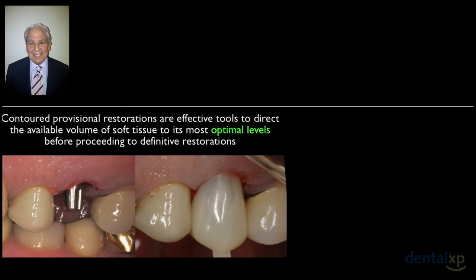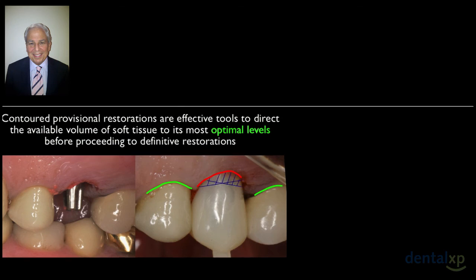We know with our provisional restoration, we want to attain the tissue at the optimal level. And here's the optimal level, the adjacent tooth. Here's the optimal level of the implant, except it's not. And here's the one next to it. So what is going on? Well, just using the polycarbonate crown that fits so nicely in there, you can see that I've apically positioned that tissue. And this is one time we don't want to apically position any tissue.